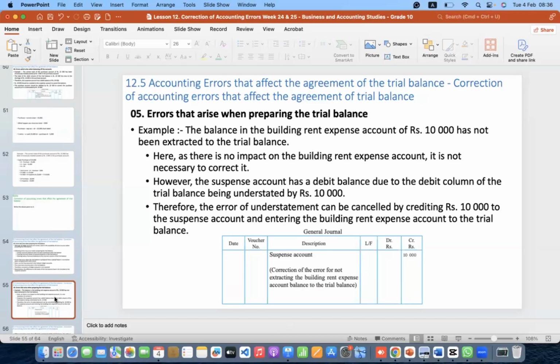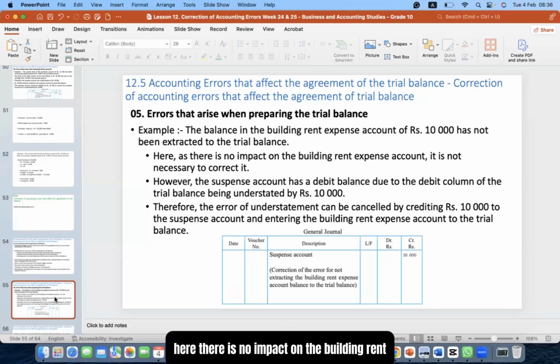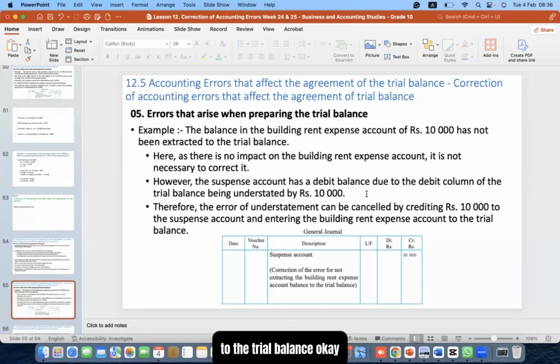Okay. Here there is no impact on the building rent expense account, so it is not necessary to correct it. However, the suspense account has a debit balance due to the debit column of the trial balance being understated by 10,000. Therefore, the error of understatement can be cancelled by crediting 10,000 to the suspense account and entering the building rent expense account to the trial balance.